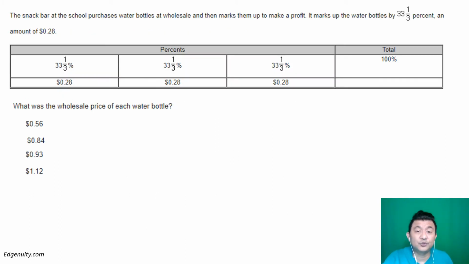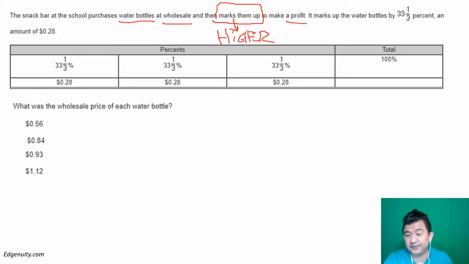We will now apply two strategies in solving this problem. A snack bar at the school purchases water bottles at wholesale, meaning it's cheap if you buy by wholesale. And they mark them up, meaning the price gets higher. Why do they make the price higher? So they earn a profit, right? And they mark it up by 33 and 1/3%. Okay, and that amount is equal to 28 cents, meaning they add 28 cents for each of the bottles.